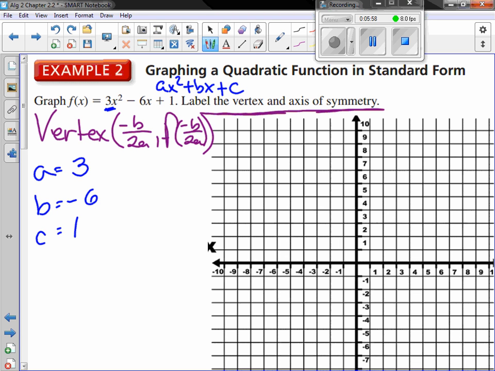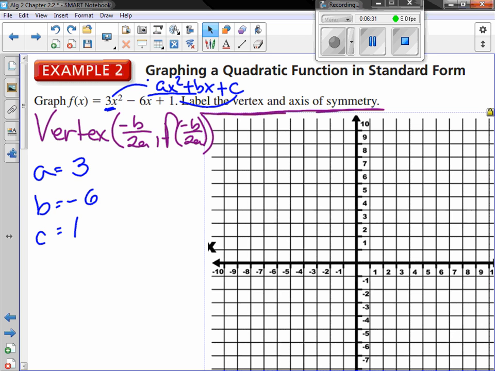Because if I look at that there, ax squared plus bx plus c, the a matches up with the 3x squared. It matches up with the 3. A matches up with the 3. B matches up with the negative 6. And c matches up with the 1. So the value in front of x squared would be the a. The value in front of x is our b. And the number without a variable is c. So we have a, b, and c.